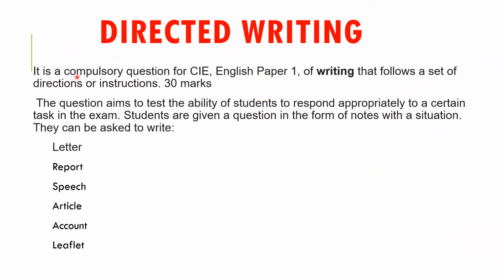Directed writing is actually a compulsory question in section 1 of paper 1, which has a code 1123/1, and the marks for this part are 30. Now this is a question where there is no choice, and you can be asked to write either a letter, a report, a speech, an article, an account, or a leaflet, and whatever is given to you has to be attempted by you for 30 marks.